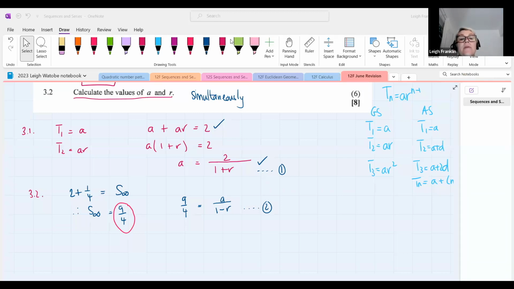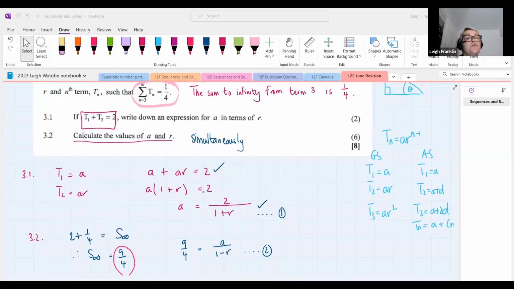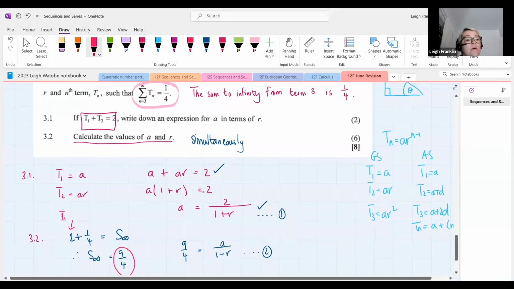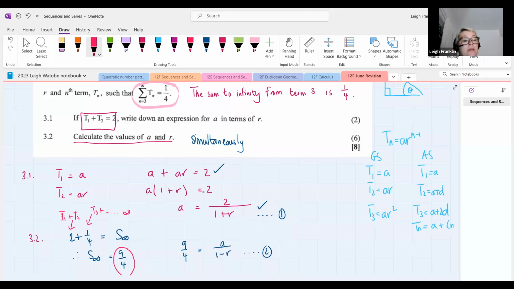Okay, I hope I pronounced your name correctly. You don't understand. So they told us that the sum of the first two terms was 2. So this over here is term 1 plus term 2. They've told us the sum to infinity from the third term onwards is a quarter. So if you add these two numbers together, that's the total sum to infinity, the sum of the first two terms and the sum from the third term onwards.